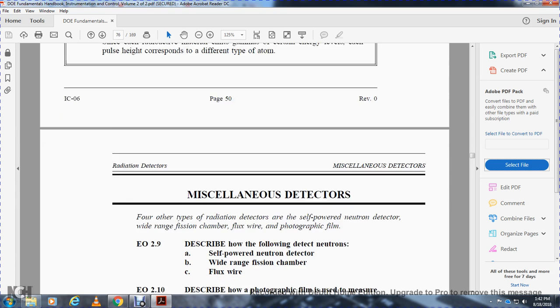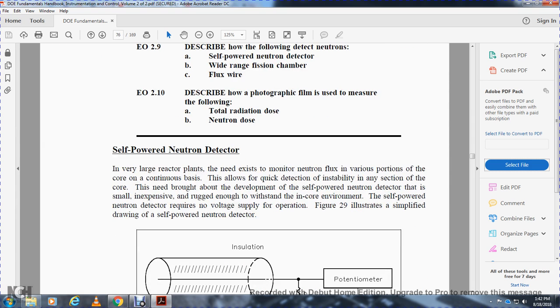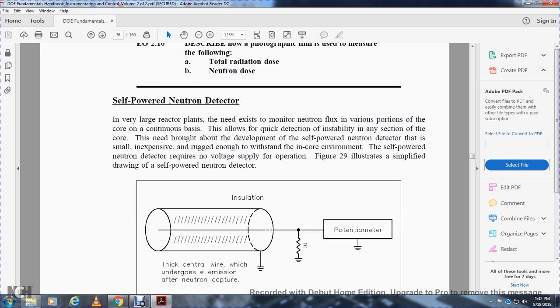All right, miscellaneous detectors. Self-powered neutron detector. Very large reactors need neutron detectors mounted at various positions over the core for continuous power monitoring, allowing quick detection of instability in a section of the core. This needs a self-powered neutron detector that is small and inexpensive but rugged enough to withstand the in-core environment. The self-powered neutron detector requires no voltage supply for operation. Figure 229 illustrates a simplified drawing of a self-powered neutron detector.